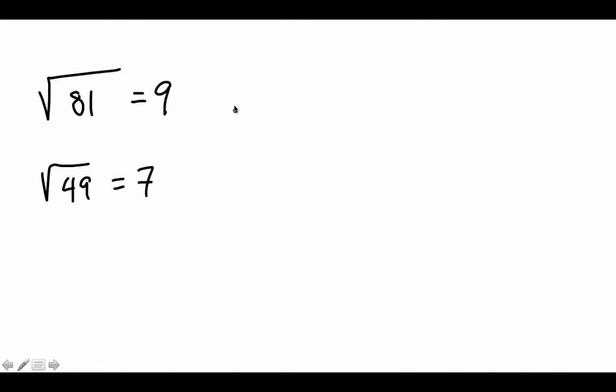So the square root is asking what number times itself once equals what's inside here. We know this: the square root of 81 is 9. The square root of 49 is 7. The square root of 1/4, that's a good one, is the square root of 1 over the square root of 4. Square root of 1 is 1. Square root of 4 is 2.